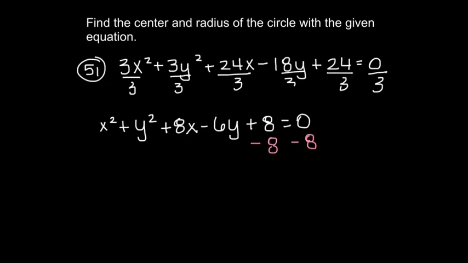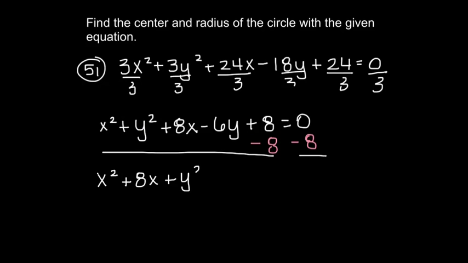And then I also want to switch the y squared and the 8x terms. That way I'll have all my x terms together and all my y terms together. So we'll do those couple things in the same step here, which gives us x squared plus 8x plus y squared minus 6y equals negative 8. So all I really did there was switch the 8x and the y squared, and also I subtracted the 8 from both sides.